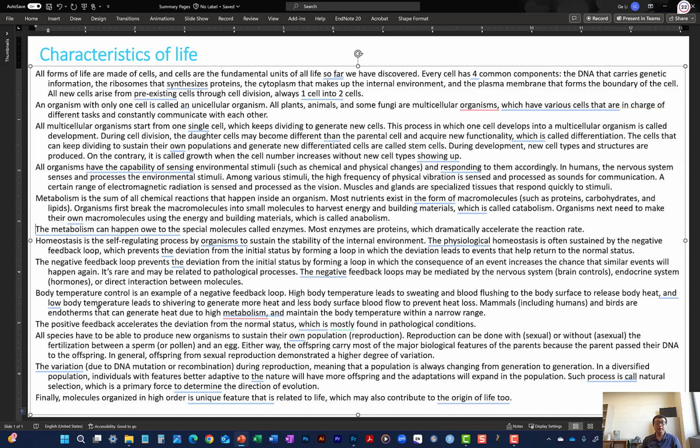And in the slides, I also have several examples of the negative feedback loop. And then in the test, I may put some of those examples as a question for you to judge whether it's a good negative feedback loop or not.